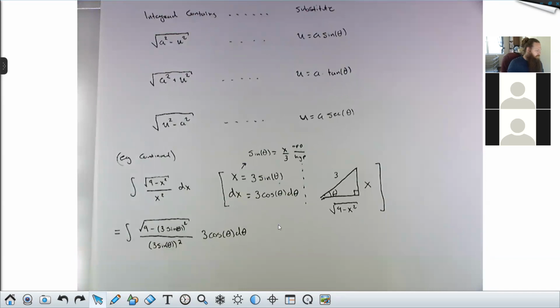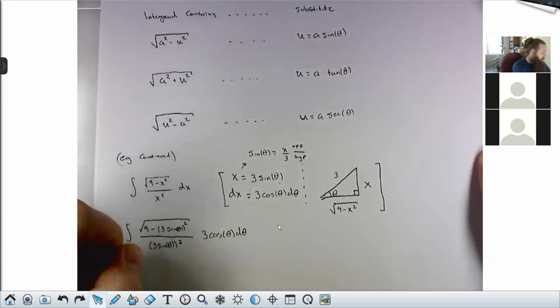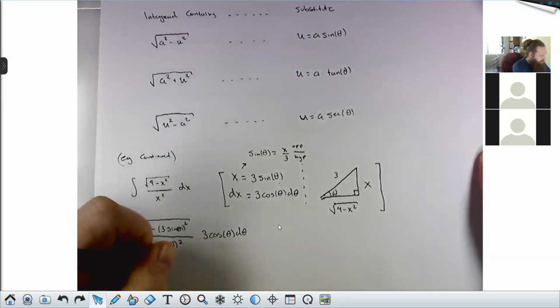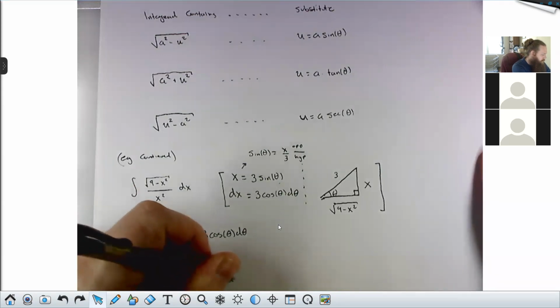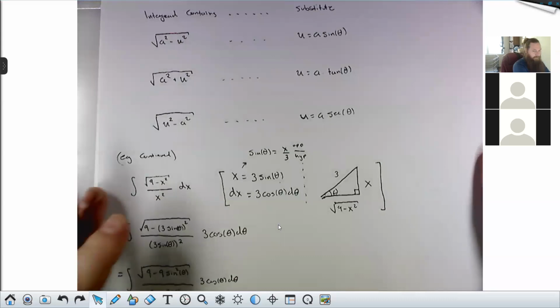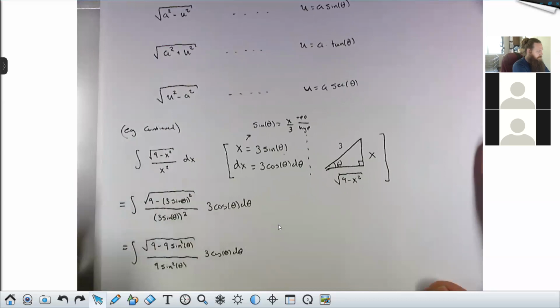Okay, we went through the first few steps of simplifying this last time, but I suppose there's no harm in going back through it. This will be 9 minus 9 sine squared theta under the radical. Downstairs here, this will be 9 sine squared theta. And this is 3 cos theta d theta. Upstairs, within this radical, I can factor the 9.